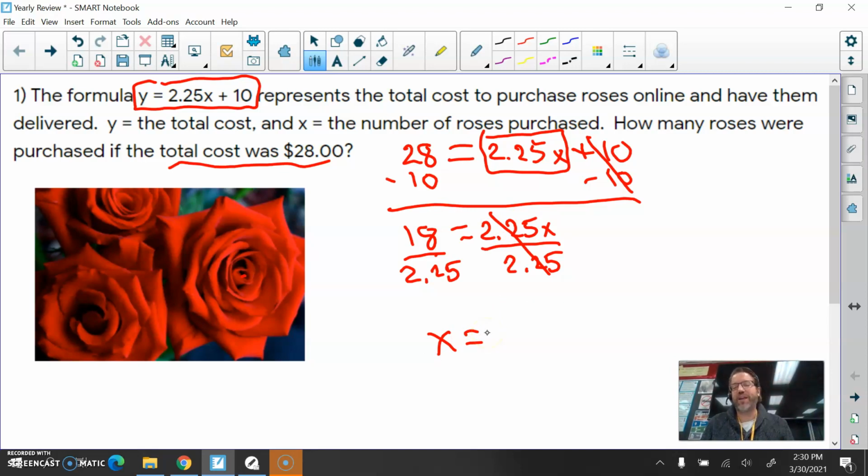Now you can do this by hand, you can use a calculator, but what would that be? That would be 8. x equals 8. I should show my work here, but you could use a calculator to do that. 18 divided by 2.25 does equal 8. Okay, 8 times 2 is 16. 8 times 0.25 is 2 more. That's 18 altogether. 16 and 2 is 18. So x equals 8. 8 roses.